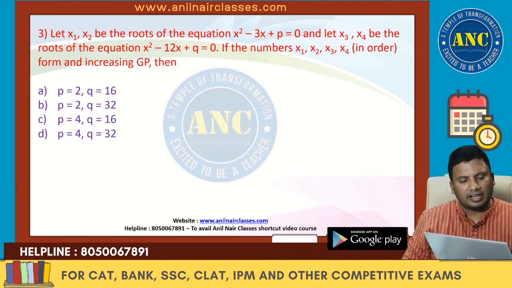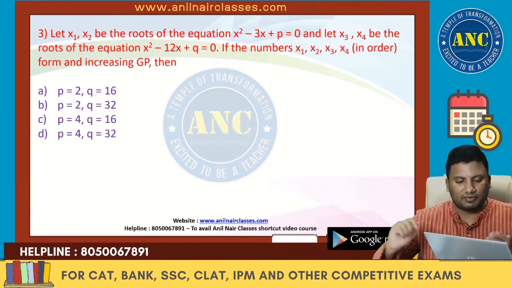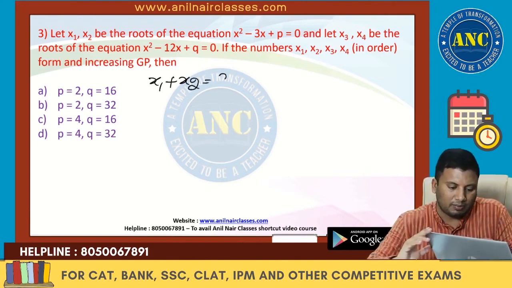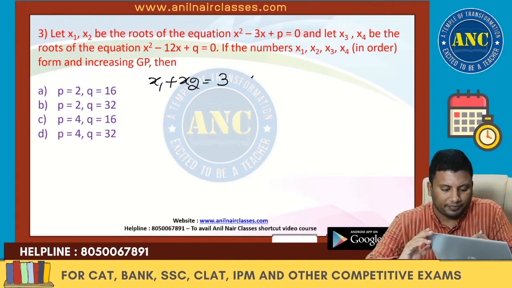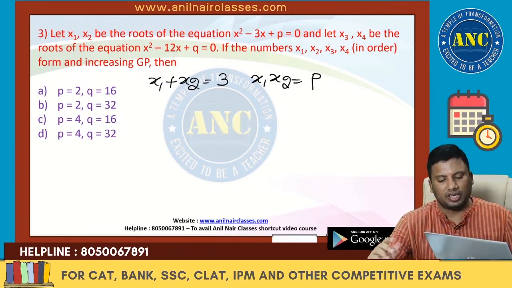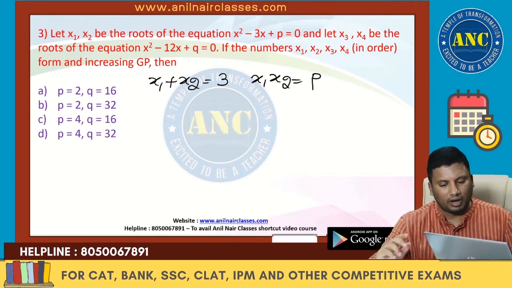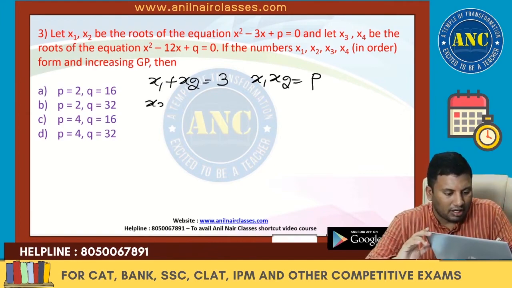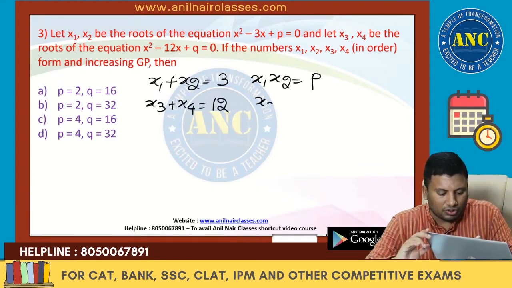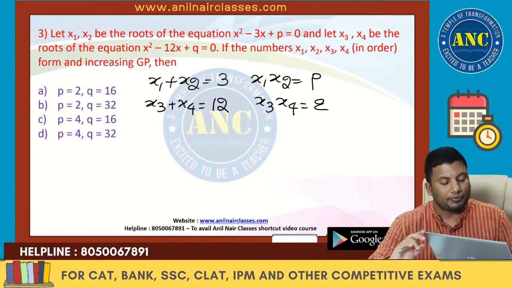Now let x1, x2 be the roots of the first equation. That means x1 plus x2, the sum of the roots, is 3, and the product of the roots, x1 x2, is c by a, which is p by 1. Then for x3, x4, the sum of the roots x3 plus x4 is 12, and the product x3 x4 is nothing but q.